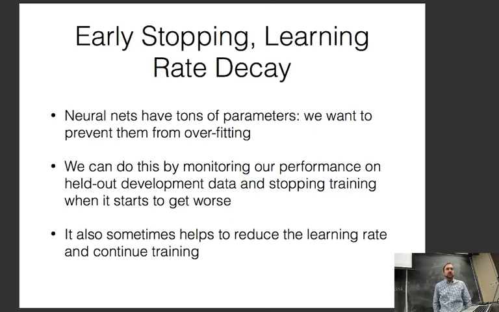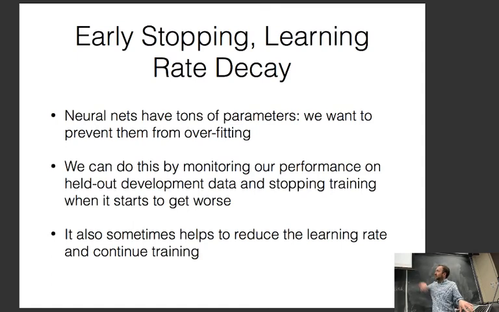A very standard way to do this that you should be doing is you monitor the performance on the held out development data, and stop training when it starts to get worse. So in other words, once you start overfitting, you just stop training and you save your model. You use the model that worked the best out of all the ones you've tried.